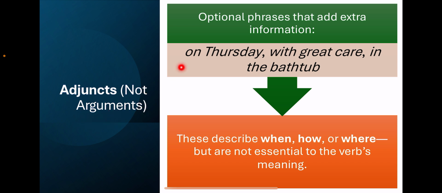Adjuncts, not arguments, are optional phrases that add extra information. For example: on Thursday, with great care, in the bathtub. So on Thursday is an adjunct. If you remove on Thursday, it doesn't matter. Or even if you remove with great care, it doesn't matter. Or in the bathtub. So these are all adjuncts. They describe when, how and where, but are not essential to the verb's meaning. So you can remove them.